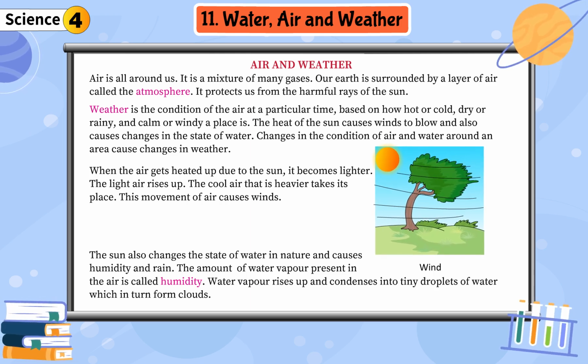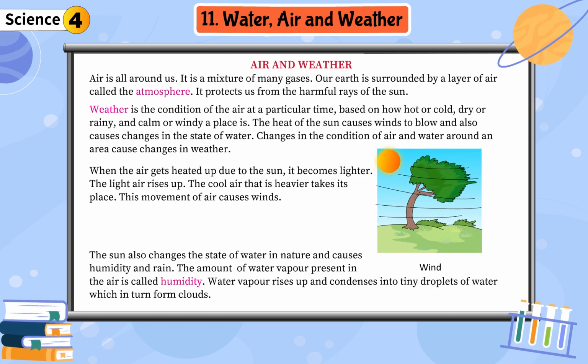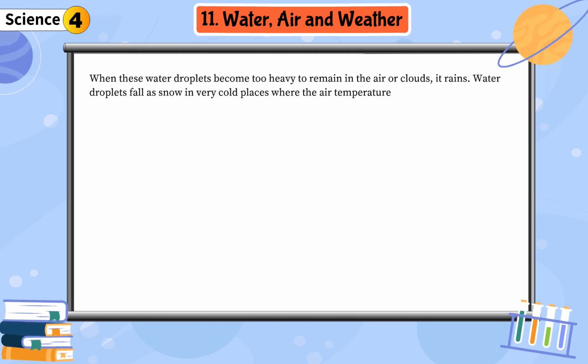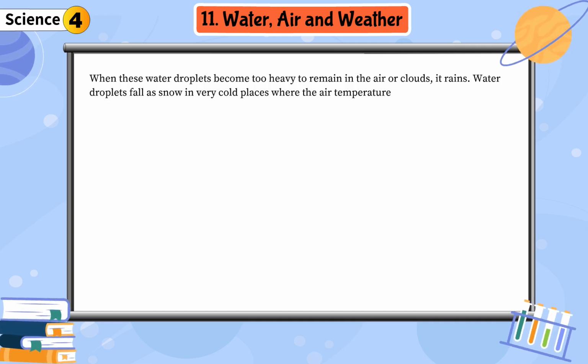The amount of water vapor present in the air is called humidity. Water vapor rises up and condenses into tiny droplets of water which in turn form clouds. When these water droplets become too heavy to remain in the air or clouds, it rains. Water droplets fall as snow in very cold places where the air temperature is low.